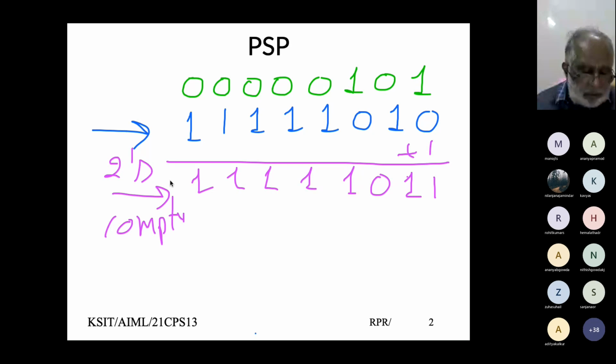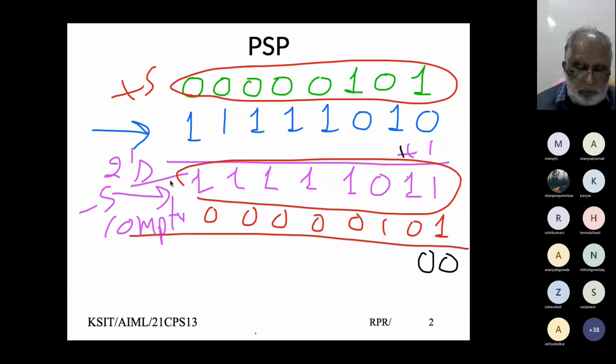Now when you add this number with plus 5, let me write it: 0 0 0 0 0 1 0 1. Let me add these two. 1 and 1 become 0, carry 1. 1 and 1 becomes 0, carry 1. 1 and 1 becomes 0, carry 1. Everything becomes 0. I get an extra carry bit, an overflow, which we ignore. So we got the number 0.